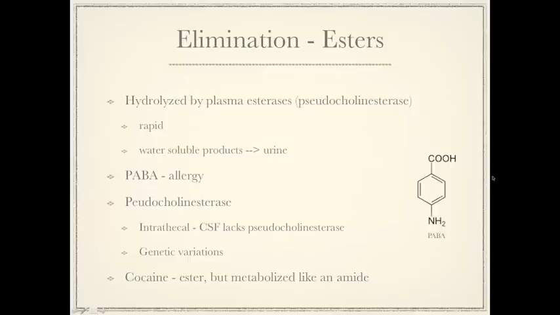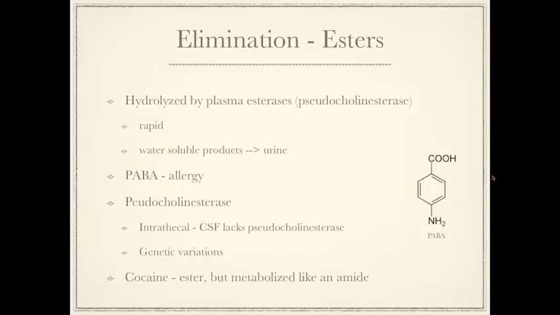Some patients have allergy to local anesthetics, usually it's to the esters, and it's thought that it's to this PABA component, this metabolite. A few things to keep in mind about pseudocholinesterase. For intrathecal injections, such as your spinal anesthesia, CSF doesn't actually contain pseudocholinesterase. So in order to metabolize your ester, the local anesthetic will be absorbed into the bloodstream, and then when circulating through the bloodstream, it will be metabolized. Secondly, patients have genetic variations in their pseudocholinesterase, and some may not metabolize as quickly as others.